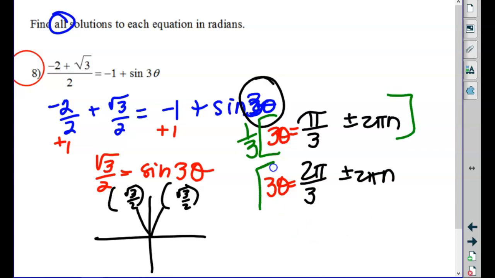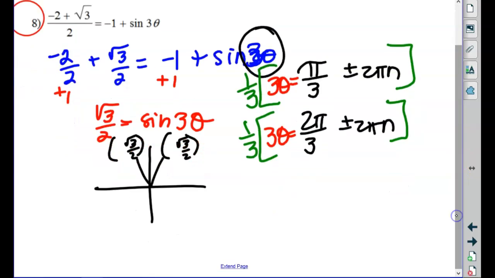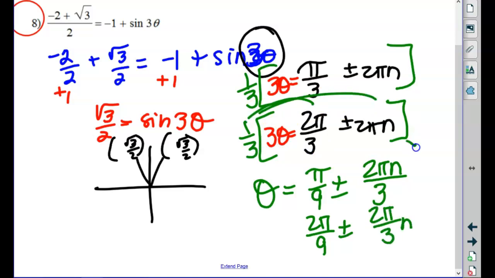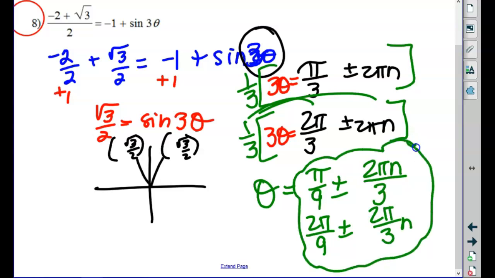Okay, if I take 1/3 of all that and 1/3 of all this, my final answer, and it is my final answer, is going to be theta equals, what's a third of pi over 3? Pi over 9. A third of 2 pi n would be 2 pi n over 3, right? Everybody good? And then this one, a third of 2 pi over 3 would be 2 pi over 9 plus or minus a third of this would be 2 pi over 3n. No, doesn't matter. I did both just to be safe. It should not be on the bottom, which mine kind of looks like on this one. Good question.